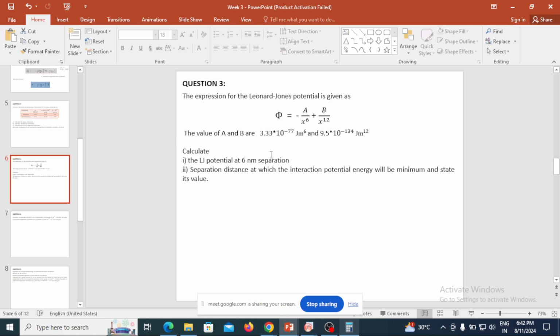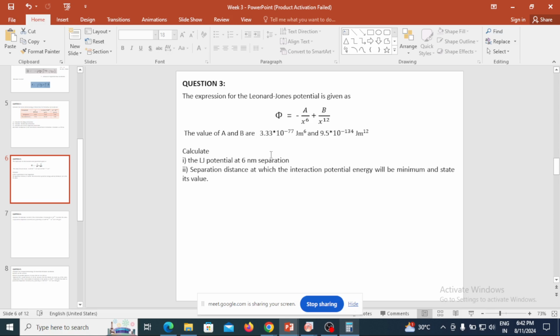Values of a and b are 3.33 into 10 to the power minus 77 joule meter to the power 6, and the b value is 9.5 into 10 to the power minus 134 joule meter to the power 12. They are asking you to calculate the Lennard-Jones potential at 6 nanometer separation, and then the next question is to find out the separation distance at which the interaction potential energy will be minimum and state its value.